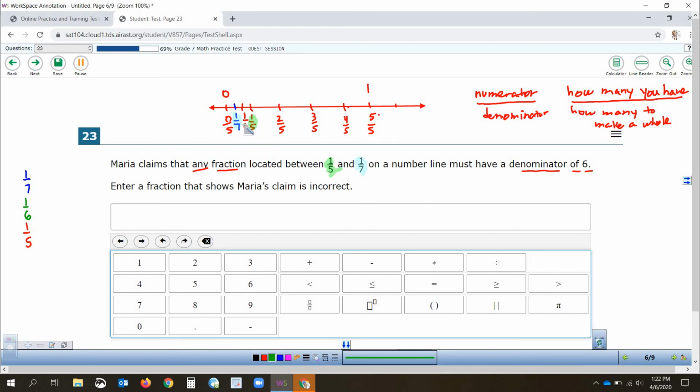So I actually meant to make that green. I can't erase in there and make it green. Can I draw over it with green? Doesn't look very good, does it?